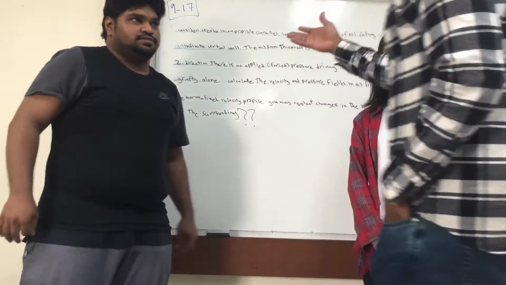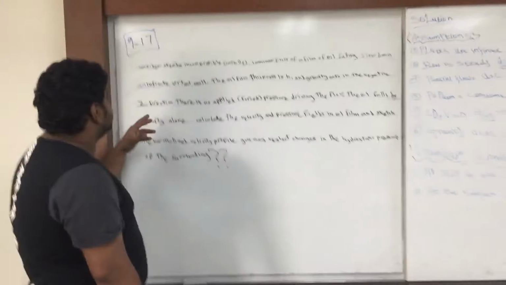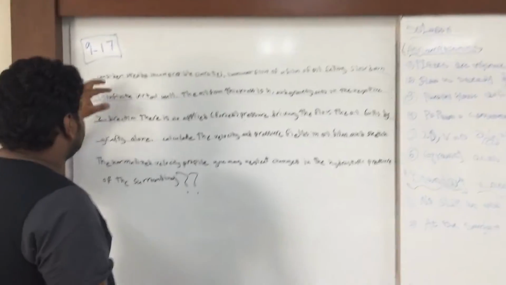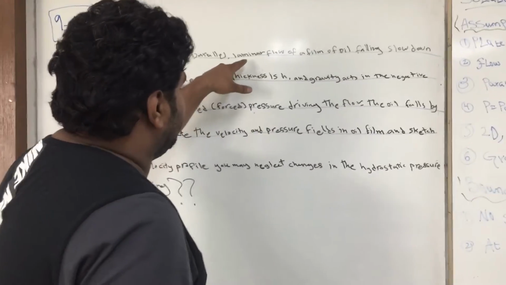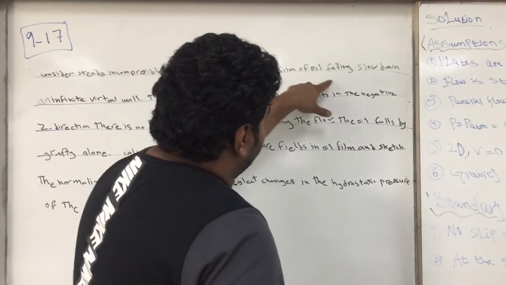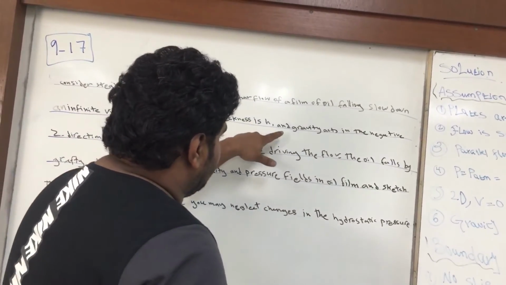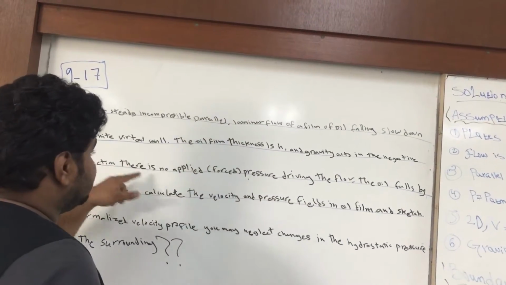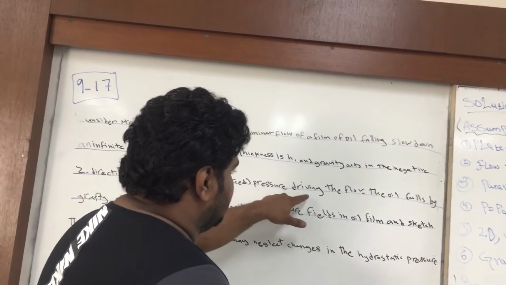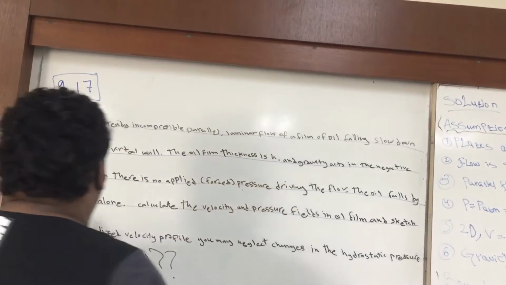Okay, after introducing ourselves, we want to start our question. So Abdullah can already start. Okay, so in this question 9.17, we are going to talk about laminar flow and the flow of oil flowing down an infinite vertical wall. The oil film thickness is h, and gravity acts in the negative direction. There is no applied pressure force, and the oil falls by gravity alone.